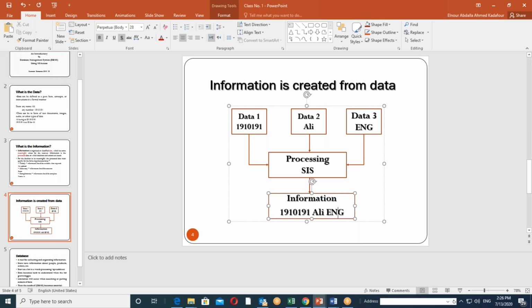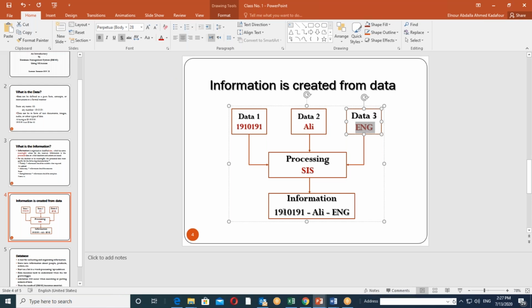Now it is clear. Now it is very clear. A student with this ID, his major is this one. So this is the way to process data into information. The most important thing to process data into information is that you need an application. Keep in your mind: to process data into information, you need an application.